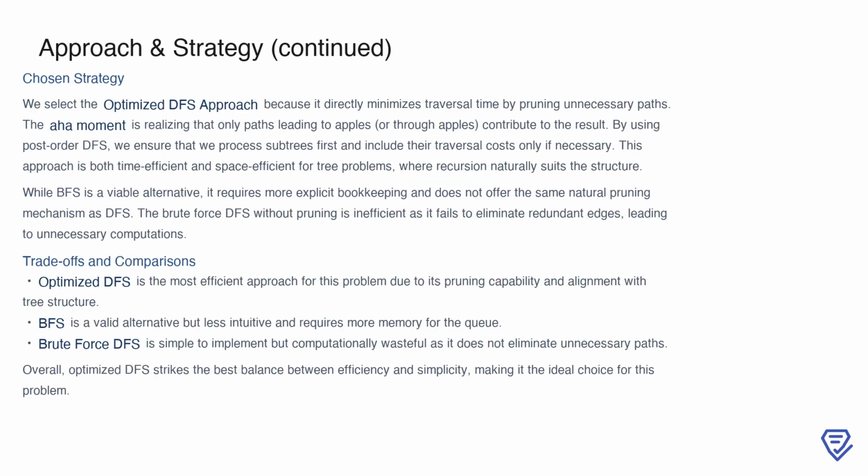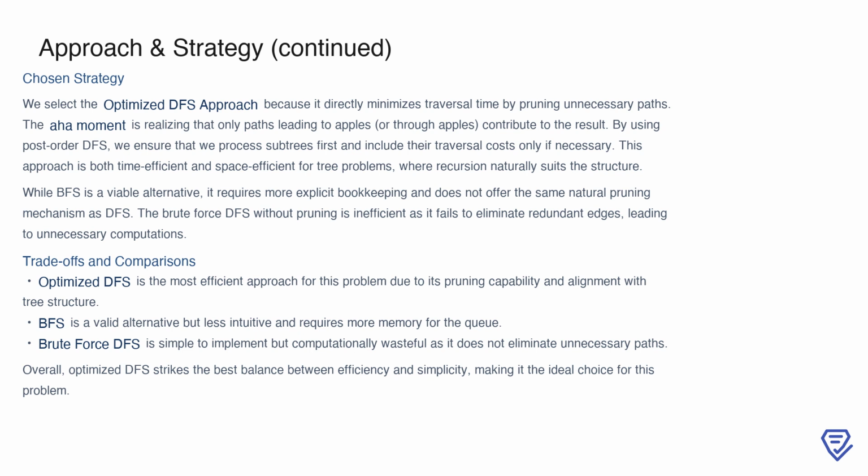Ultimately, the optimized DFS approach emerges as the best strategy for solving this problem. Its efficiency lies in its pruning mechanism, which ensures that only paths leading to apples, or passing through apples, are included in the result. By using a post-order traversal, we process subtrees first and only include their traversal costs if necessary, directly minimizing the total time. This approach aligns well with the tree structure and leverages recursion to simplify the implementation.